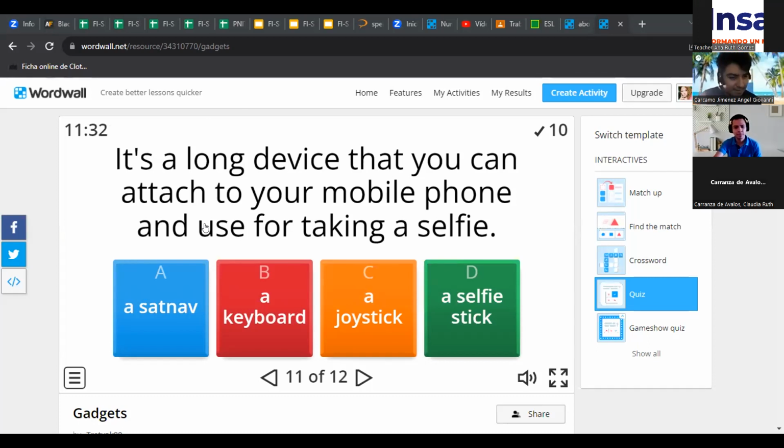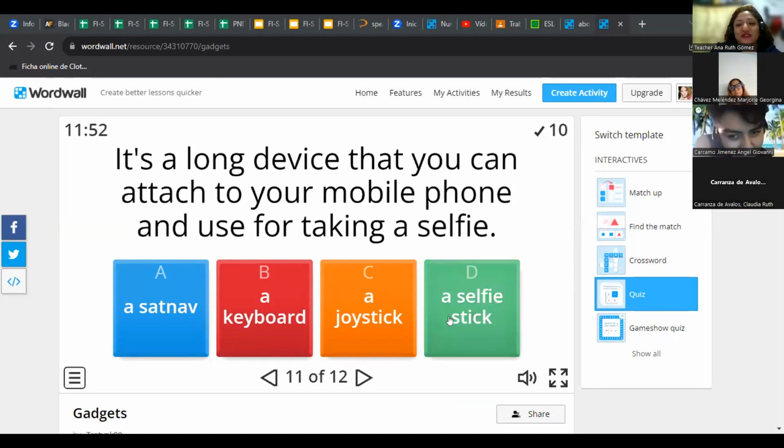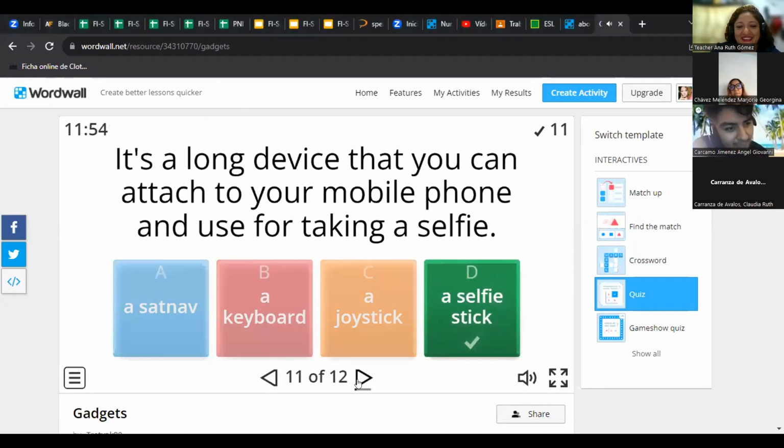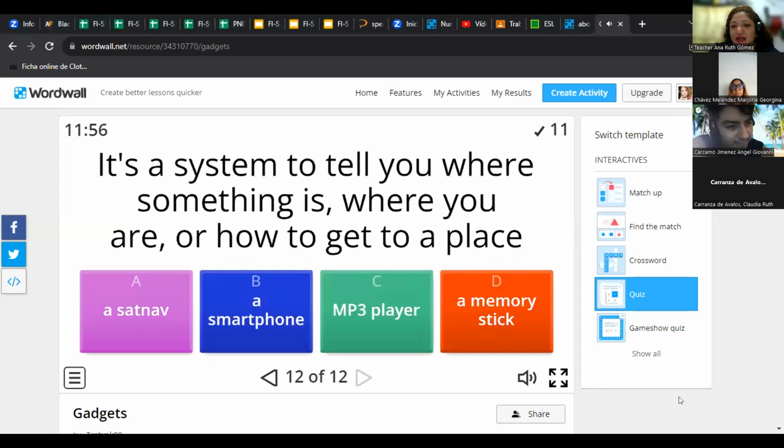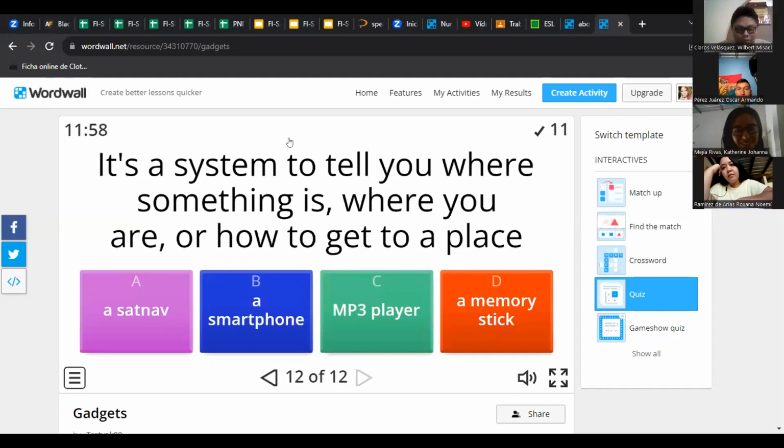Okay. Claudia Ruth, by the way, read this one, please. It's a long device that you can attach to your mobile phone and use for taking a selfie. It would be "use it." It was missing here. Okay, yeah. So which is the answer? It is a selfie stick. Excellent. Very good.